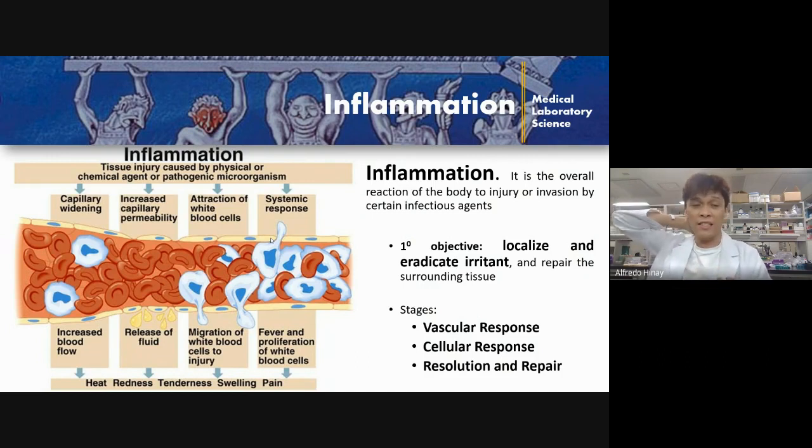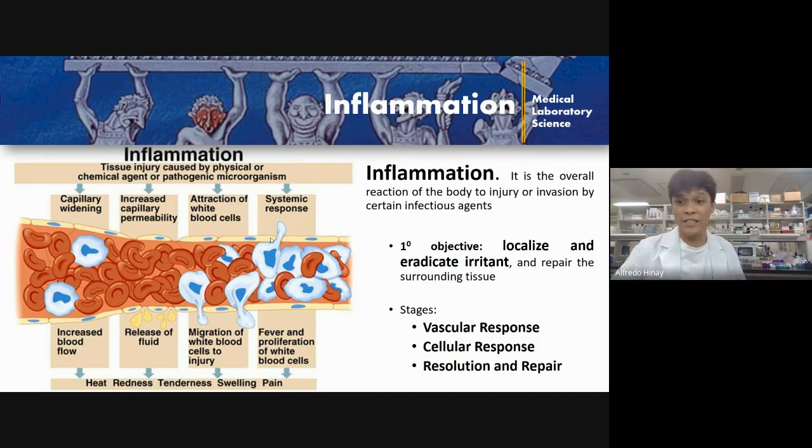Okay, so take note, class, that the primary objective of your inflammation is to localize and eradicate the irritants. Irritants means your infectious agents, and repair. Okay, class, hindi pwedeng ang inflammation hanggang localization lang siya and eradication of your irritants. It should have a complete process from localization, to eradication, and then repair. Take note with that one. That's the primary objective of your inflammation, class.